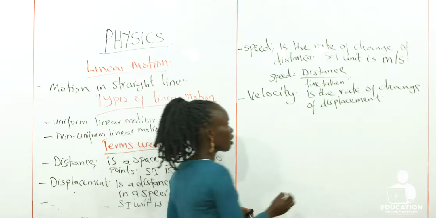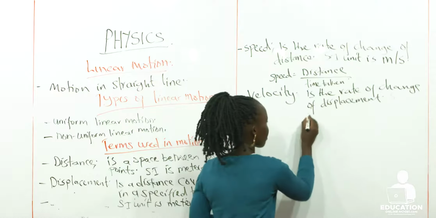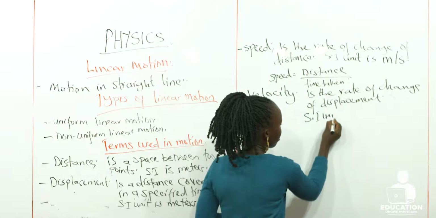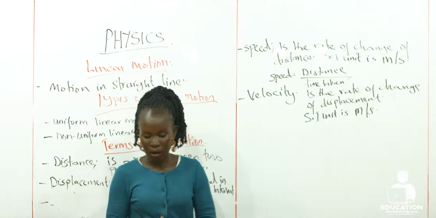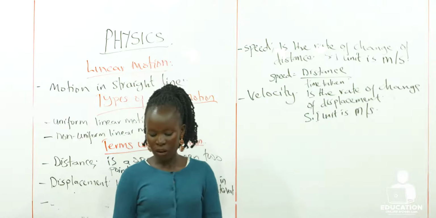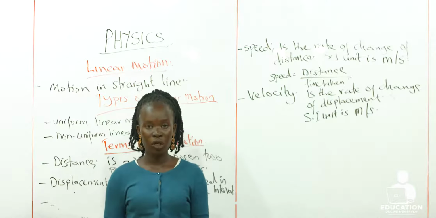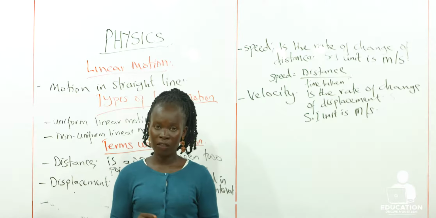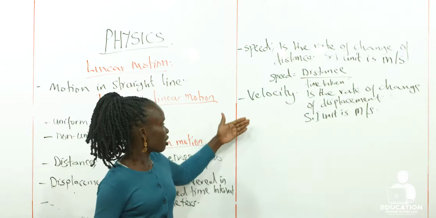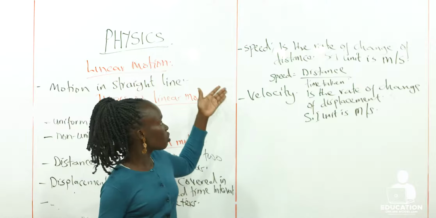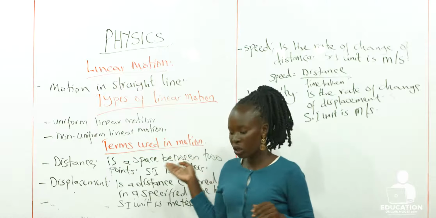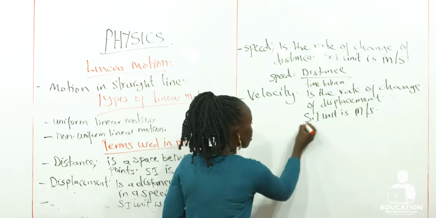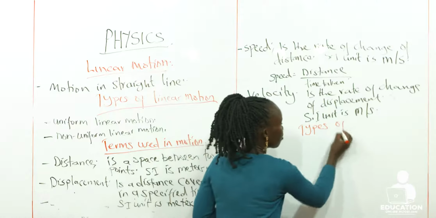So its SI unit is meters per second. But when you look at velocity in motion, it has very many types. So what are some of these types of velocity? Let us see all the types of velocity as we go on to other terms used in motion. Since we have reached velocity, let's check some types of velocity here.